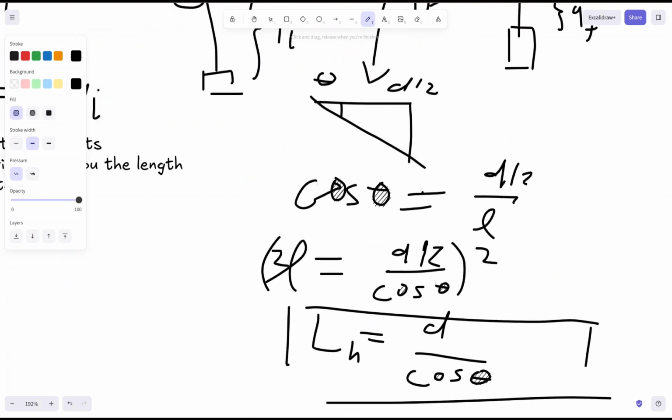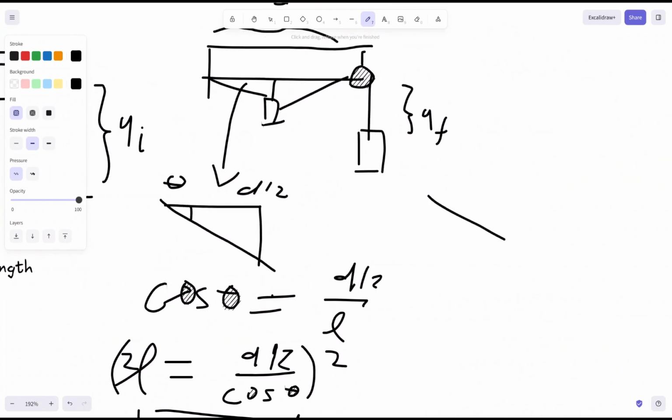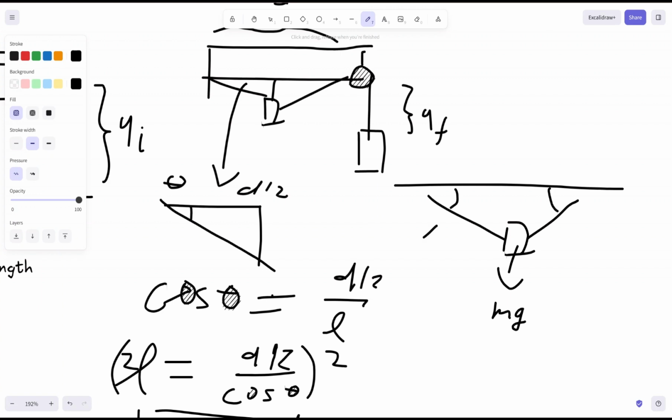So how do we find theta? Theta is gonna be like this. Theta, right? So mg and we have theta. So here we have two tensions. We have two tension forces holding this block up, right? And it's going to have components in the x direction and the y direction. And we only want to focus on the y direction because we have this force vector pointing down.